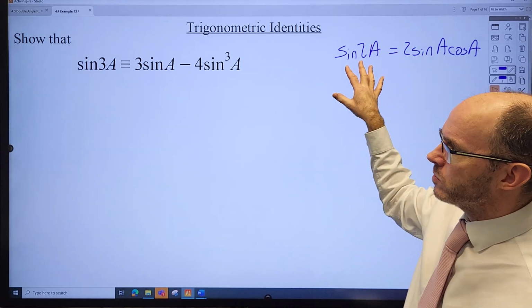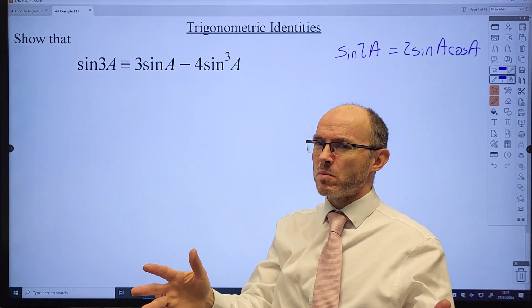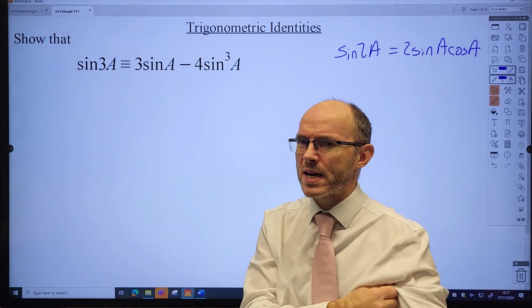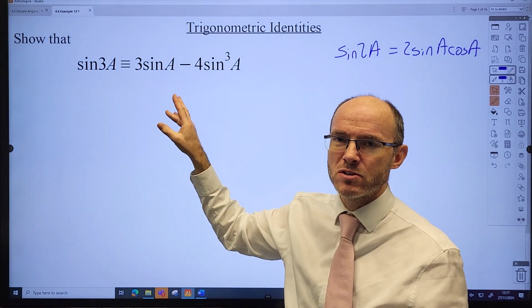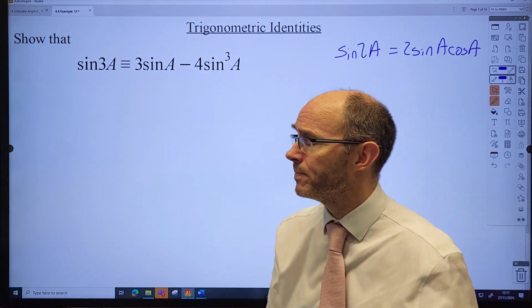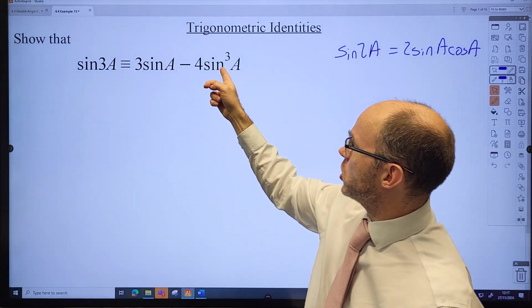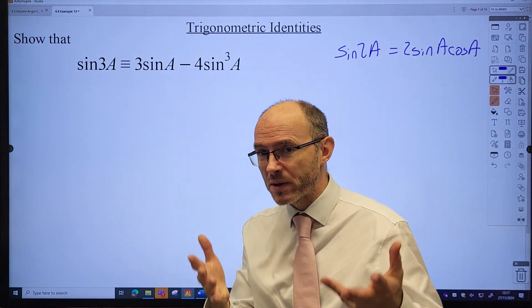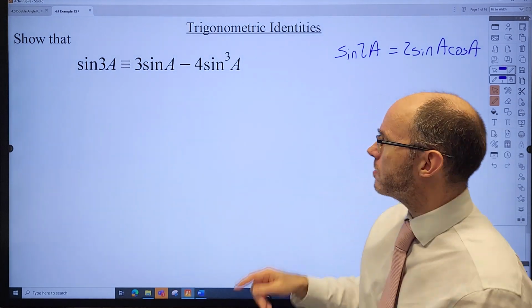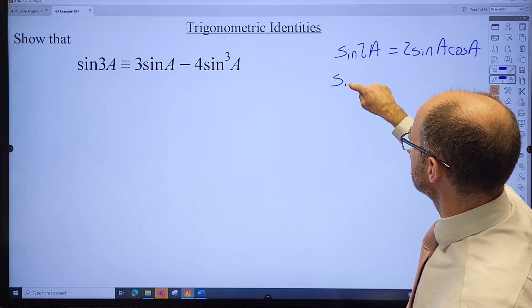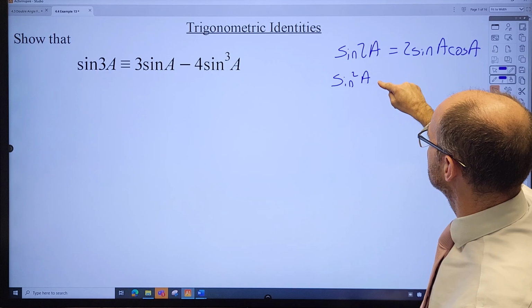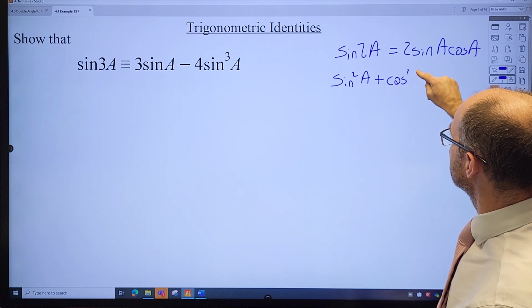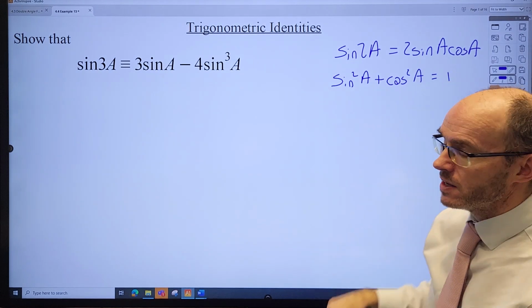So if it's not that one, what other one could it be? Well, it's not going to be any other double angle formula because you've got cosine 2A, tan 2A. That's got no cosines or tangents. So you've got to start thinking of a different one. There's no square terms there. That's a cube term, but it's not a square term. So you don't really want to be using the sine squared one, but it might be useful. So I'm going to write that down as well, because that could come up. Sine squared A plus cos squared A is the same as 1.